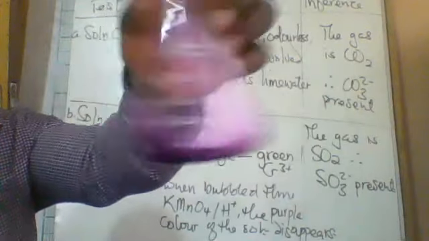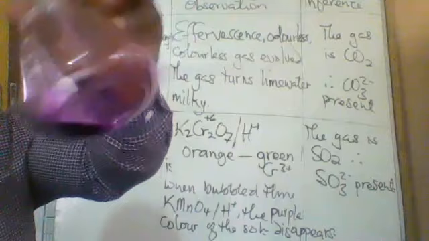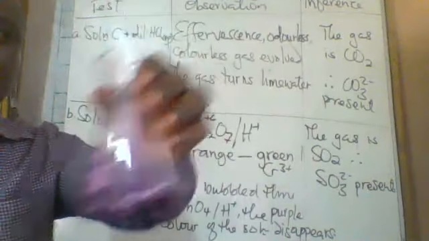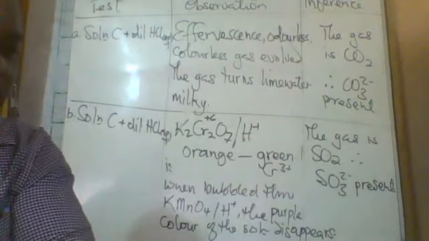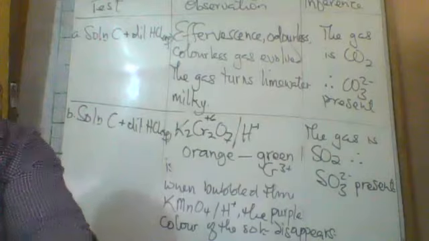This potassium permanganate solution, you see the color? So nice. It's purple in color. So if you add the reducing agent to it, it will turn colorless.